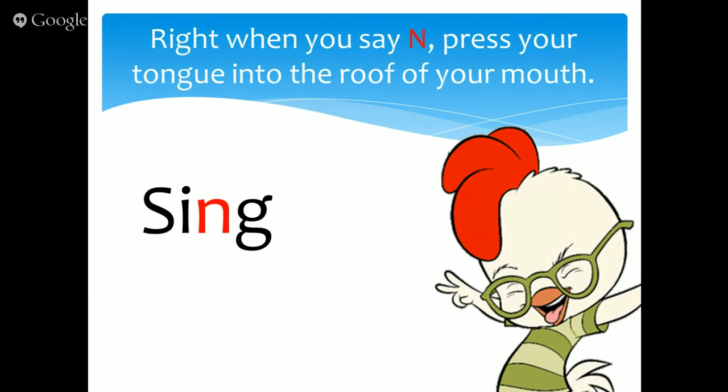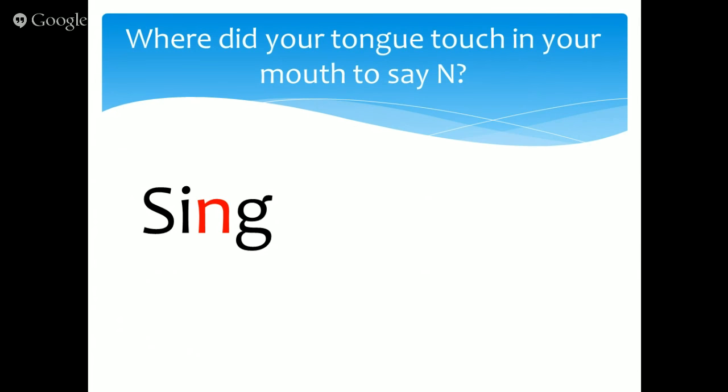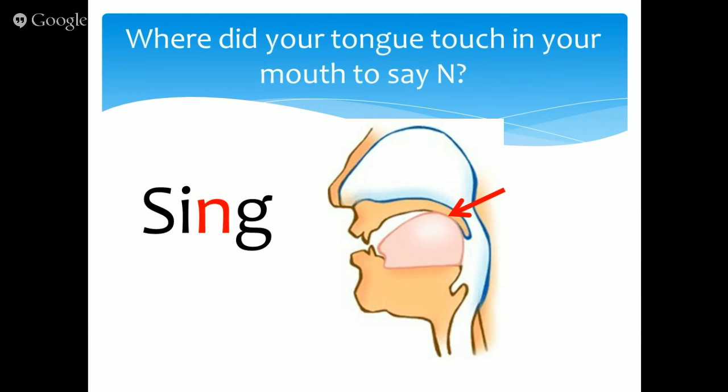So, right when you say N in sing, try to push your tongue a little bit into the roof of your mouth, right where your tongue touches your mouth when you say the N in sing. So if you can, try to figure out where your tongue touches your mouth. Sing. So where did your tongue touch inside of your mouth? Well, hopefully this is where it touched. If you couldn't tell that, please convince yourself of the fact that the N touched towards the back of your mouth near your throat. Sing.